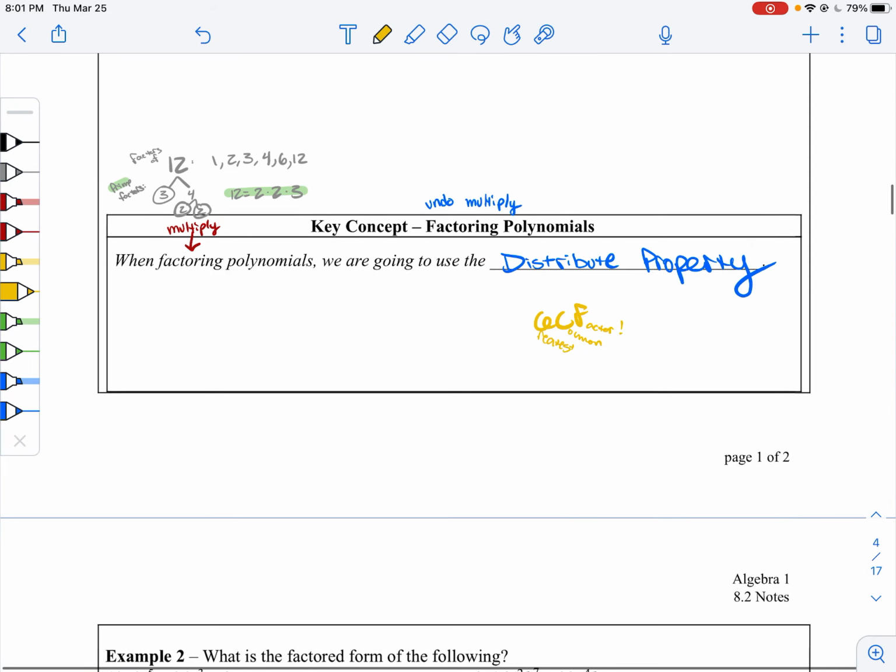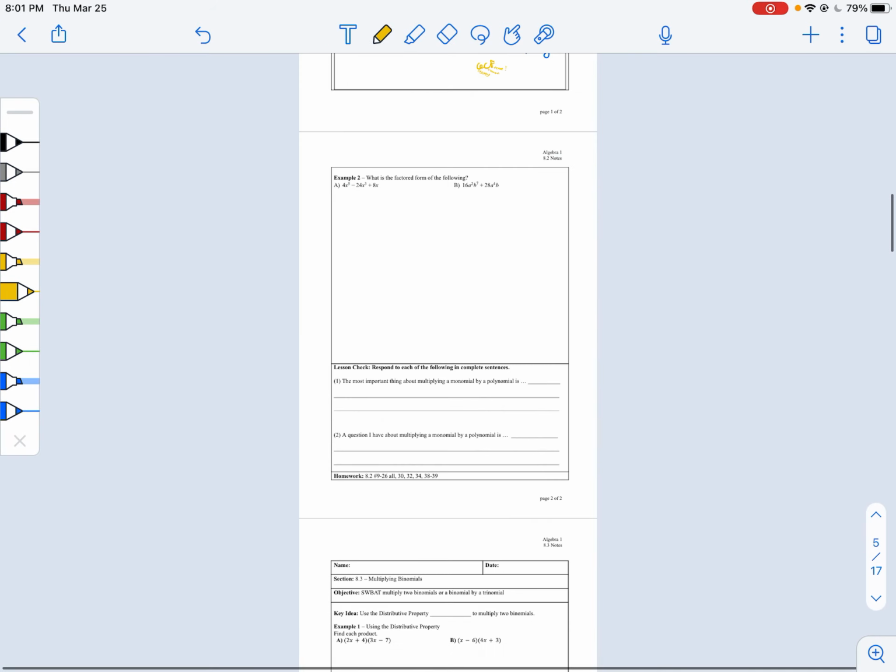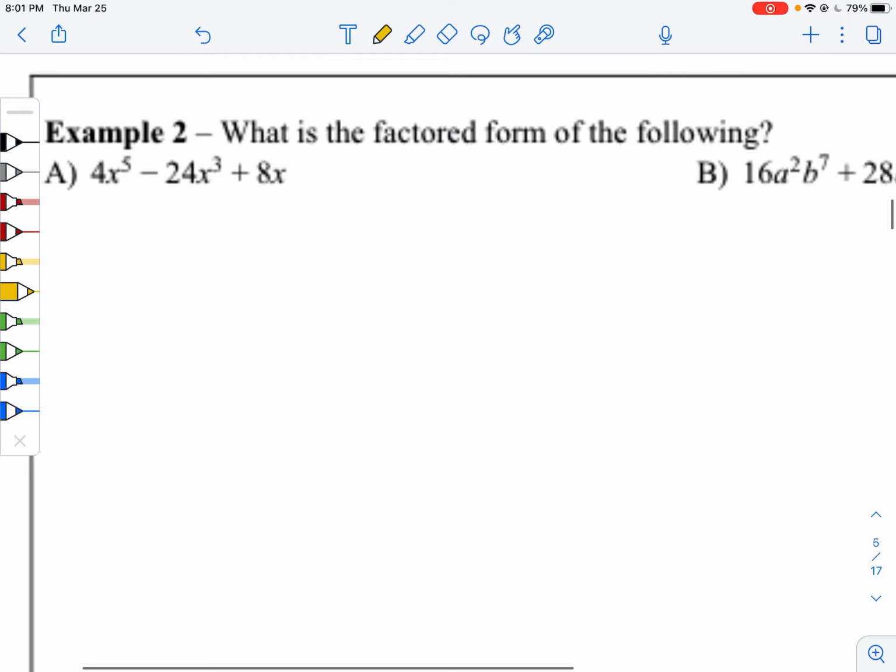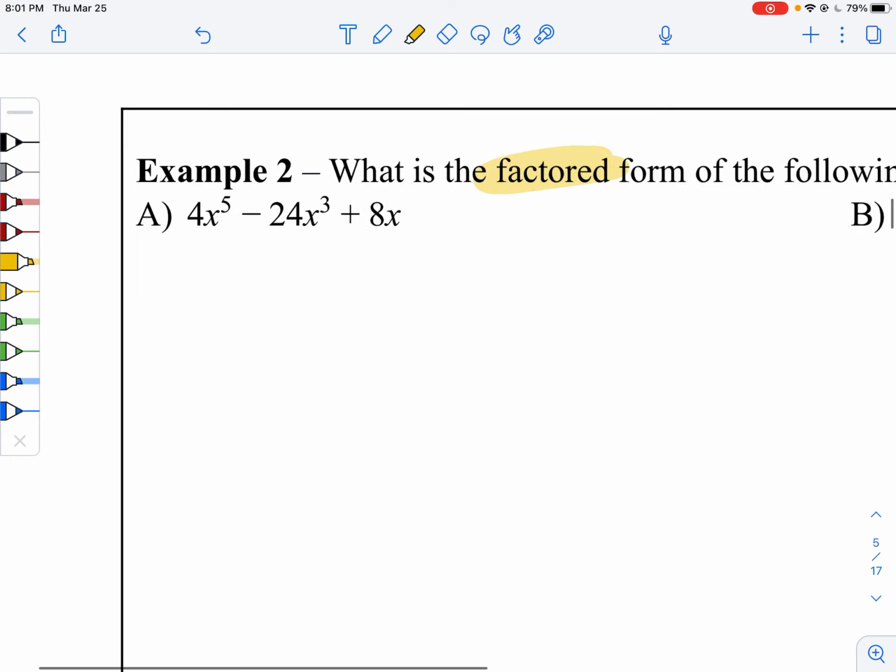And instead of writing out a general rule, I'm just going to do some examples. Okay, sweet. So to find the factored form, we need to break out the GCF.